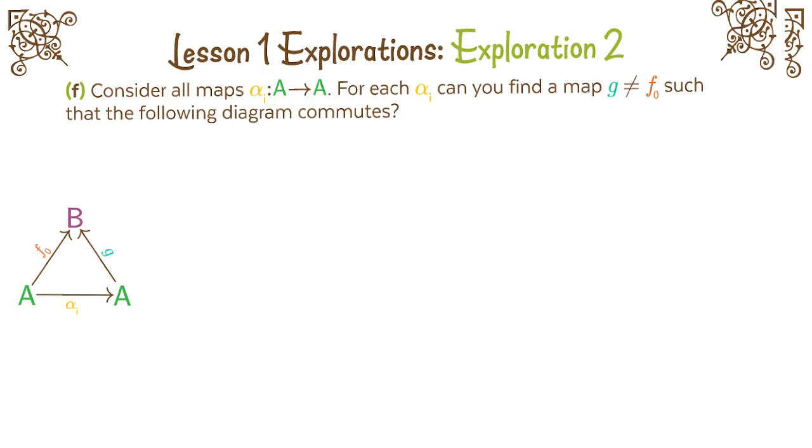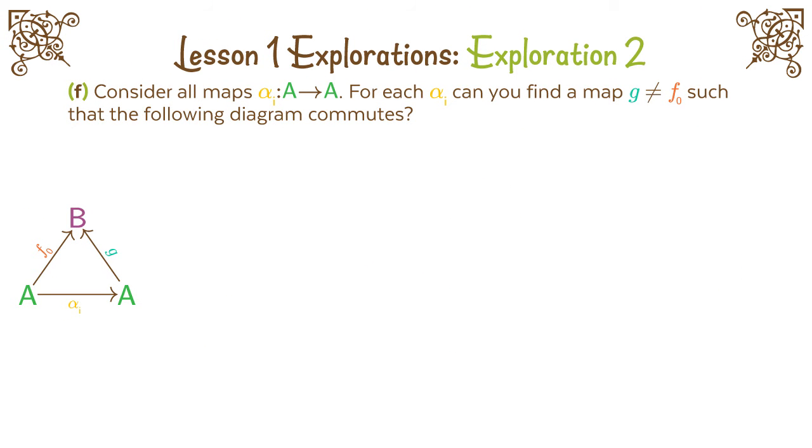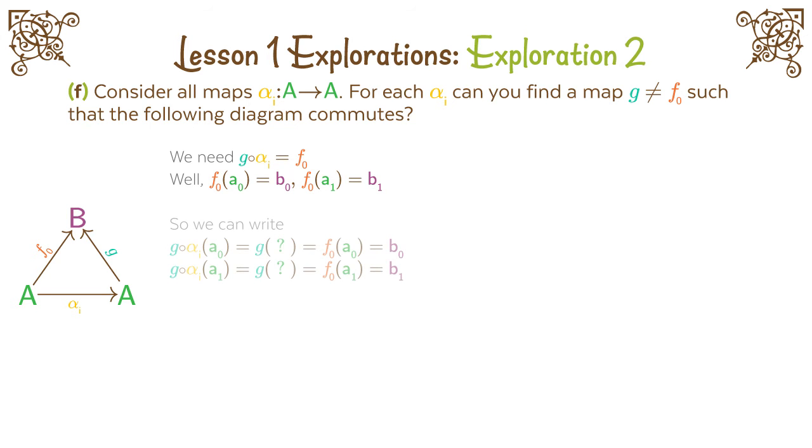Okay, so how do we approach this? Well, first let's write down the equation that G must satisfy. G following alpha I is equal to F0. Well, we see that F0 of A0 is equal to B0, and F0 of A1 is equal to B1. So we can write the following relations with the unknown image of alpha I as a question mark. So the image of G must be the same as F. And these relations also put an important restriction on alpha I, namely the following restriction.